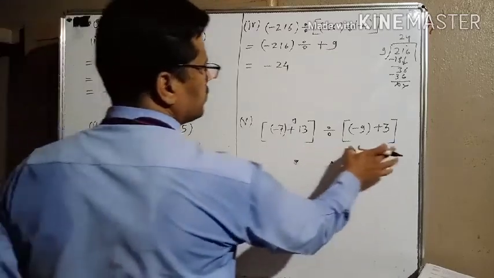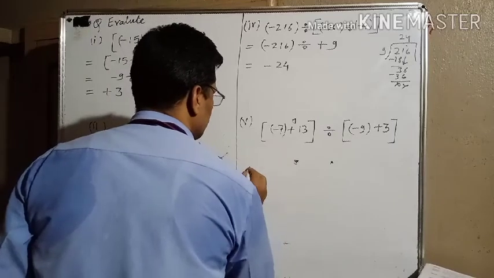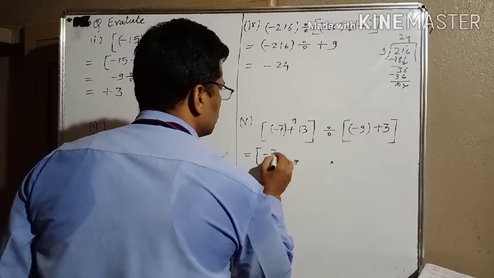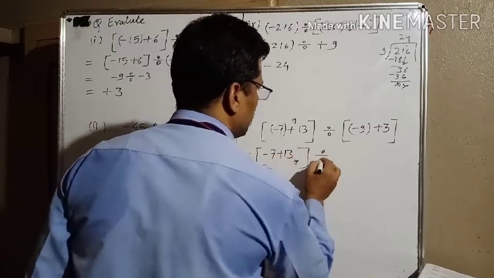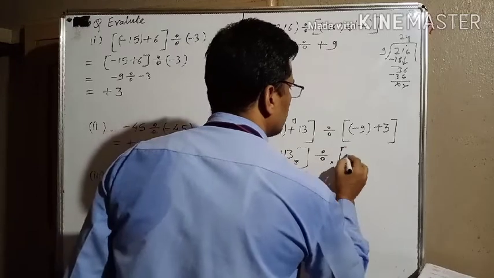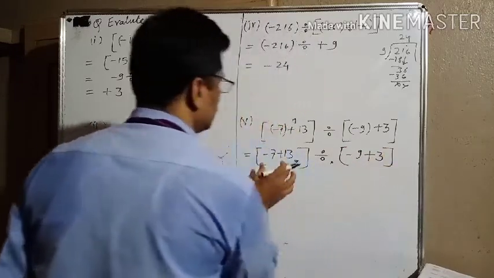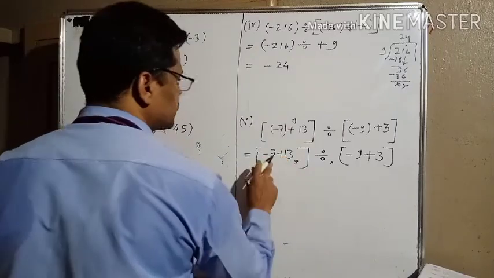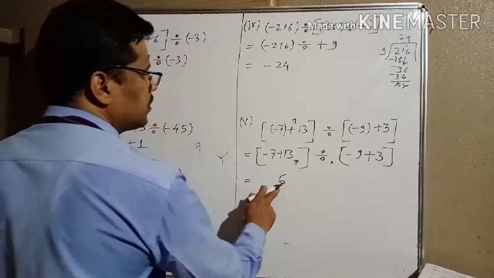You have to bracket. Here, first we solve this bracket. Minus 7 plus 13, I put here the equal sign. Minus 7 plus 30, divide sign. Here also minus 9 plus 3. Here these two integers having the opposite sign, so we subtract. When we subtract 7 from 13, so what we get here? Plus 6. So the bigger number's sign we have to place here. Divide sign.